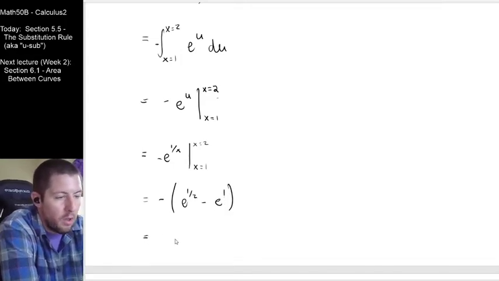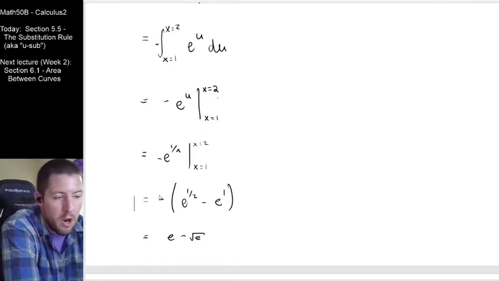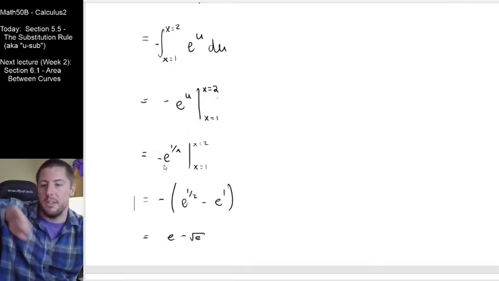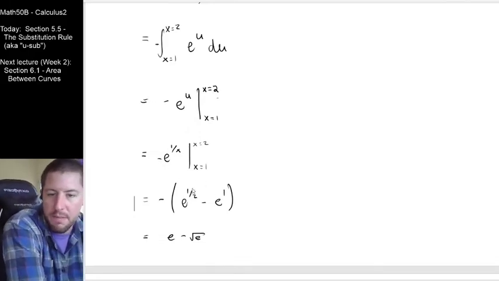And I think I could in total then write my answer as e minus square root of e right there. Right? Notice I'm just multiplying the negative. Negative is a constant multiple, so I left it factored out front for my evaluation of my function here. Then I distributed it through. E to the 1/2 is the square root of e. E to the 1 is just e.